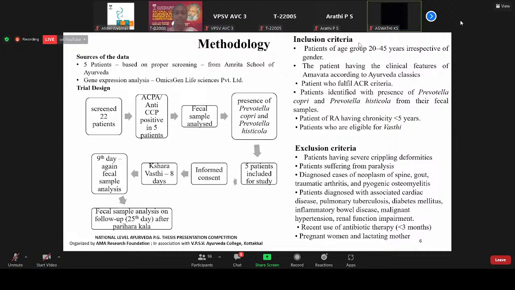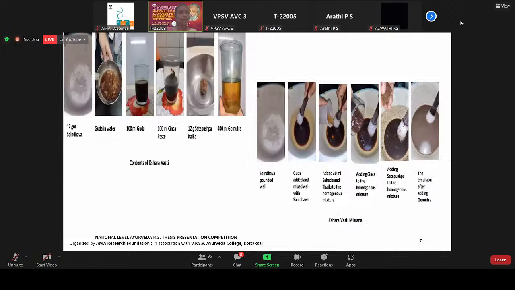A course of Niruhavasti, 8 days, was administered as per the standard operative procedure. On the 9th day, fecal sample analysis was done again. Fecal sample analysis was also done after follow-up, that is on the 25th day after Parihara Kala. Then the quantification of the before-treatment sample, after-treatment sample and after-follow-up sample was compared. The inclusion criteria were patients who fulfill ACR criteria and those who were identified with the presence of Prevotella copri and histicola in their fecal samples before treatment. These are the contents of Niruhavasti, and Niruhavasti Mishrana was done according to the standard operative procedure.